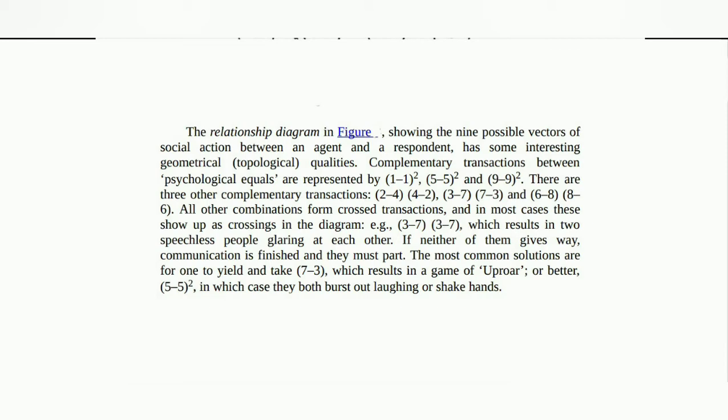For example, 3 to 7, 3 to 7, which results in 2 speechless people glaring at each other. If neither of them gives way, communication is finished and they must part. The most common solutions are for one to yield and take 7 to 3, which results in a game of one-up or one-down, or 5 to 5, in which case they both burst out laughing or shake hands.